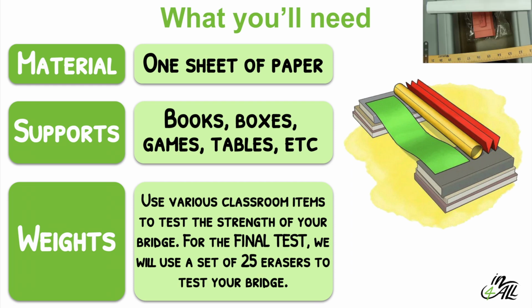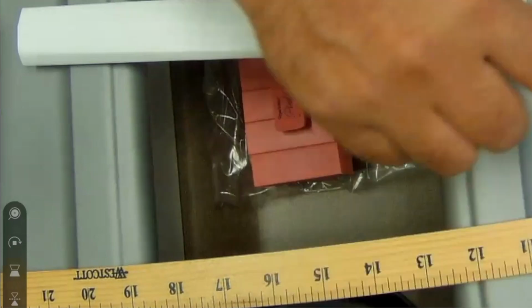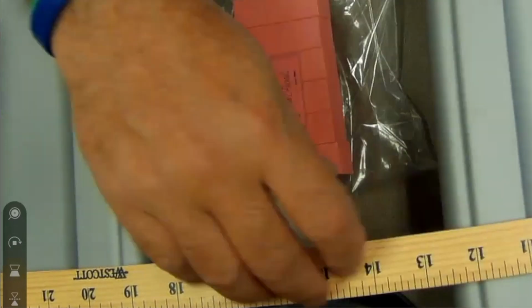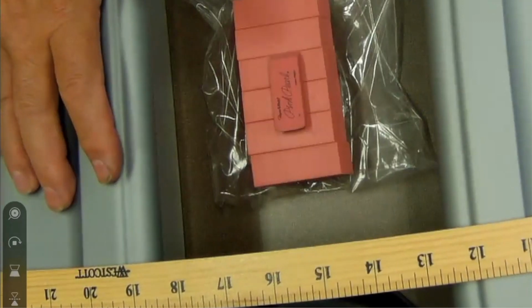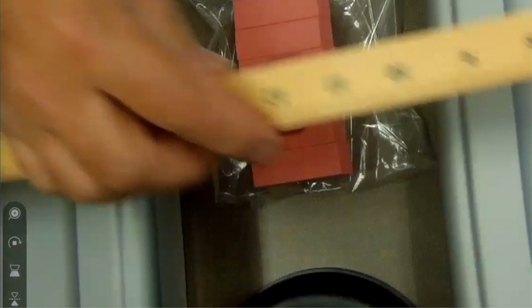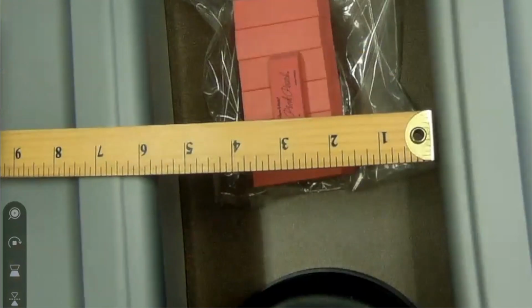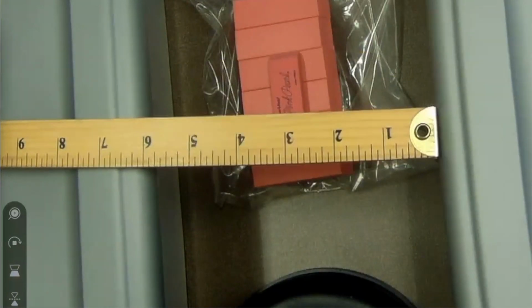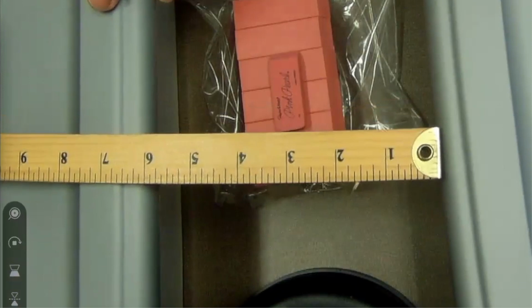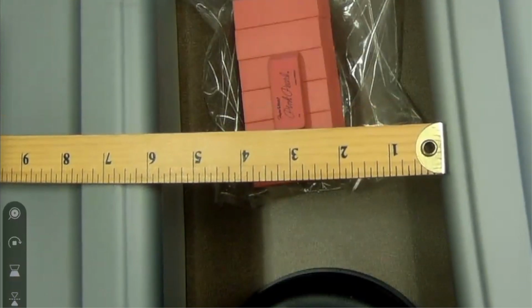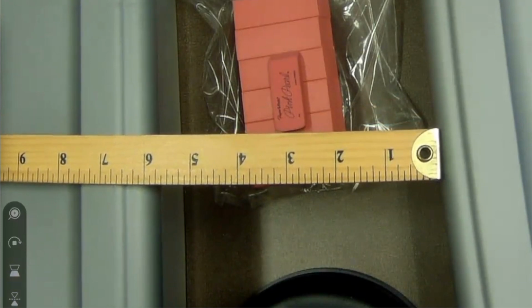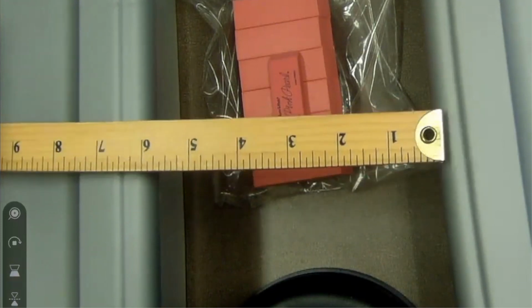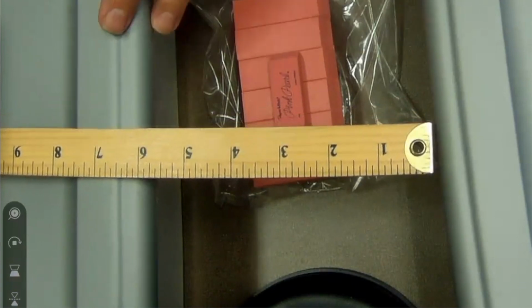Now, if you look over here, I'm sliding my hand over in my little test area. You need something to support your bridge. I have a couple of these boxes here that are the same height. And the big rule is that the gap has to be 6 inches. Okay, that's the big rule. So whenever you use boxes, books, tables, you can slide a couple of tables close to each other, but the gap that you're trying to span is 6 inches.